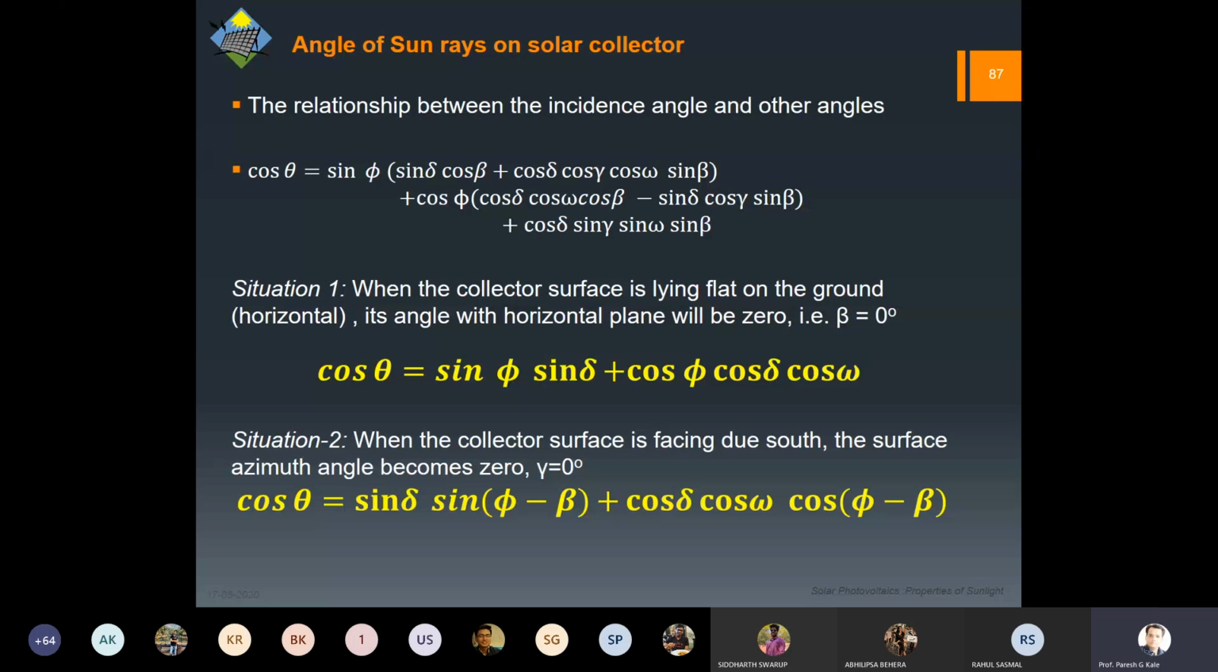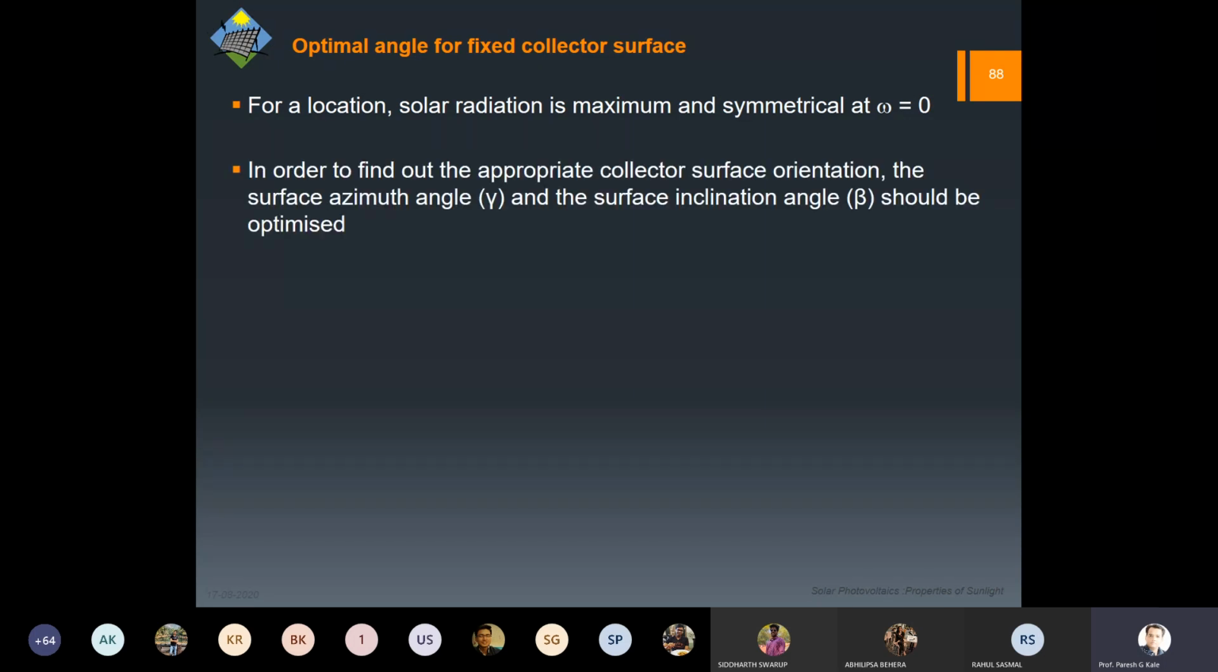Okay, so I hope you have written down this particular situation to the cos theta formula. Now with this we can find out the optimal angle for the fixed collector or permanent collector. Now we know that for a location, the solar radiation will be maximum at omega equal to 0, because at that point the radiation will be perpendicular to the panel. But we have the sun rotation going on, east to west. So the point is this symmetry, as I've said, we are going to use.